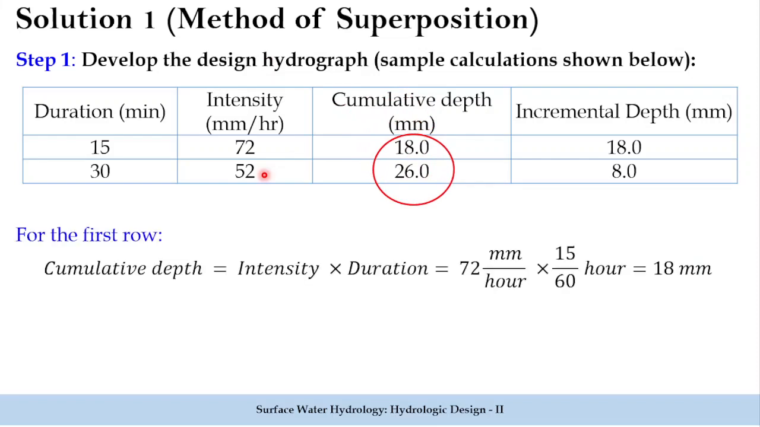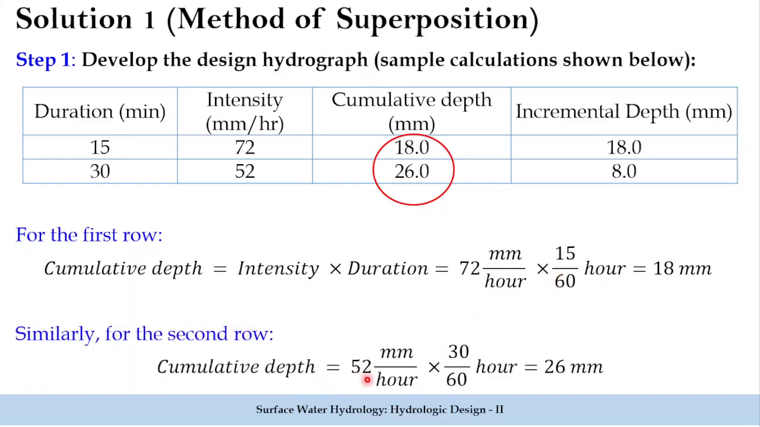So let's see how the first row has been calculated for cumulative depth, how to find out its intensity into duration. So intensity here, it is already mentioned, mm per hour into duration, which is in minutes. Here the intensity 72 mm per hour has been multiplied with the duration in hours, such that the hour gets cancelled out and we are left with only the depth. So this depth comes out as 18 mm. Likewise, for the second row also we can estimate the cumulative depth, which comes out as 26 mm.